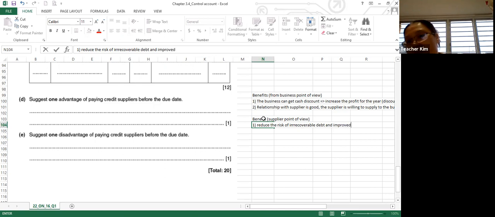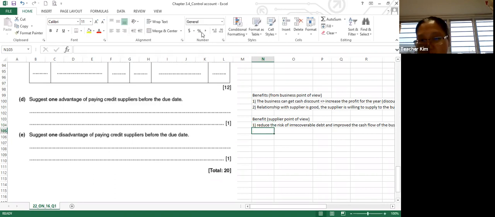Okay, let's continue. Okay, reduce the risk of irrecoverable debt and improve the cash flow of the business. Okay, so that is the benefit to the supplier.